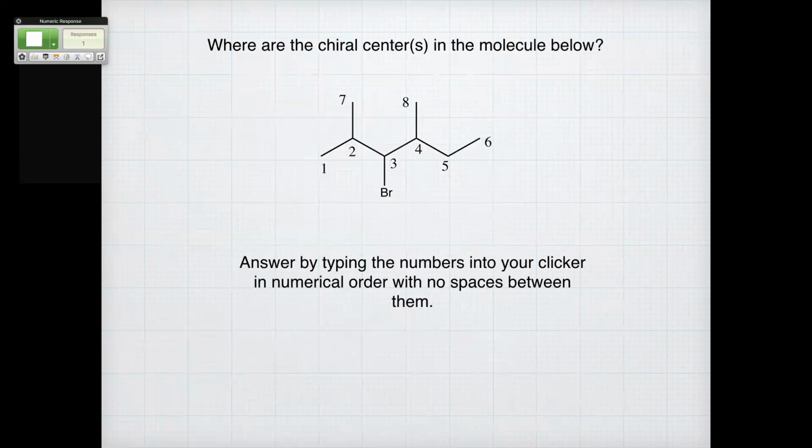1, 2, 3, 4, 5, 6, 7. I got one already. That's pretty good. All the groups have to be different. Yes, all 4 groups have to be different. And you got to look at the whole molecule. Okay? So do each number in turn is how I would do it. Approach the problem. Do each number in turn and decide, is that chiral, yes or no? And just only tell me the ones that are chiral. Okay?